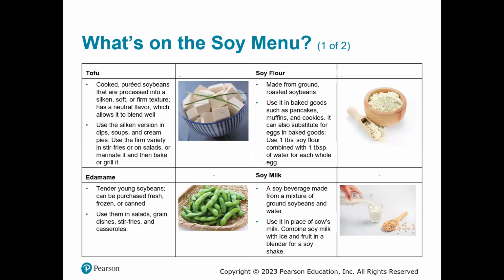Soy is more than just tofu and soy milk. Although tofu is good, it's pureed soybeans that are processed into this differently textured block of stuff. It doesn't taste like anything, but it's really great because whatever you put on it, it will taste like. So you can marinate it in whatever you think tastes good, and the tofu will taste good. Soy flour you can use to make baked goods. Edamame is a really great snack or a vegetable on the side. Soy milk.